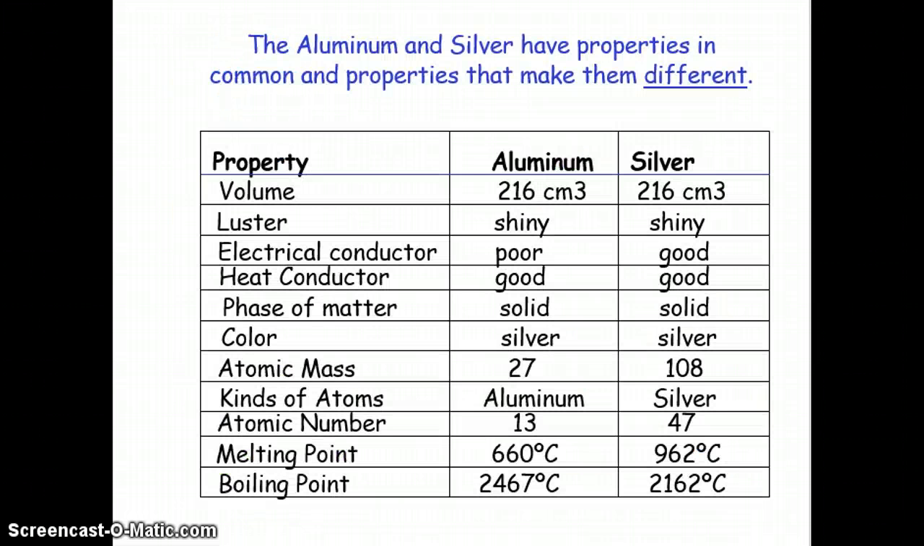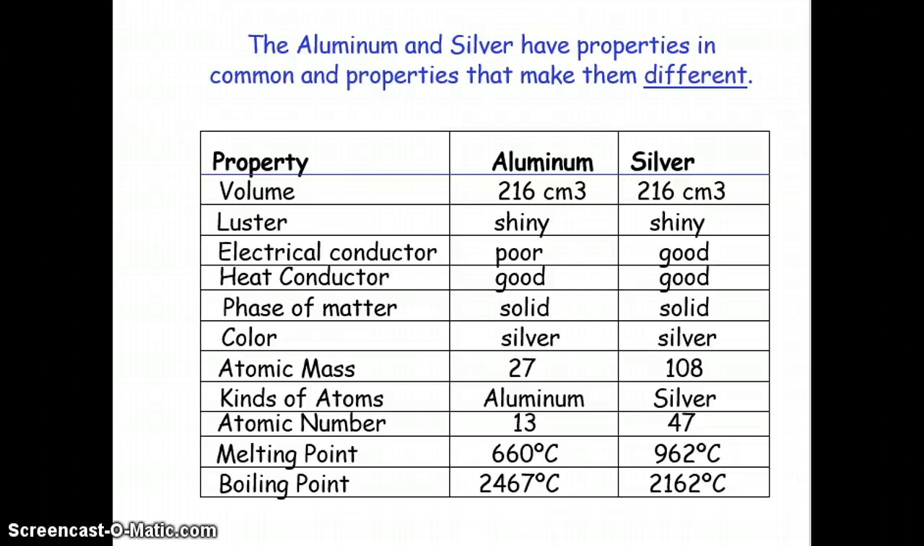The aluminum and silver have several properties in common and some properties that make them different. In the picture, they had the same volume. Both aluminum and silver are shiny. Aluminum is a poor conductor of electricity, while silver is a good conductor of electricity. They are both good conductors of heat. Aluminum and silver are both solids at room temperature, and they are both silver in color.